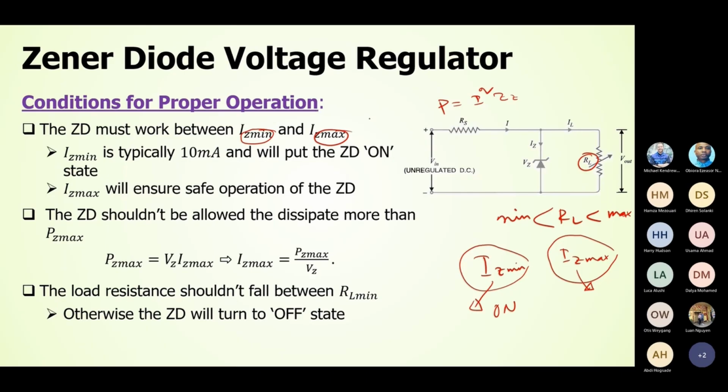So the Zener diode should not be allowed to dissipate more than the Pz max. Okay, this is the maximum power that your Zener diode can dissipate before harming the device. And finally, the load resistance should not fall below RL min. If it falls below RL min, then your Zener diode will turn to off state. Off state means your circuit is not operating.